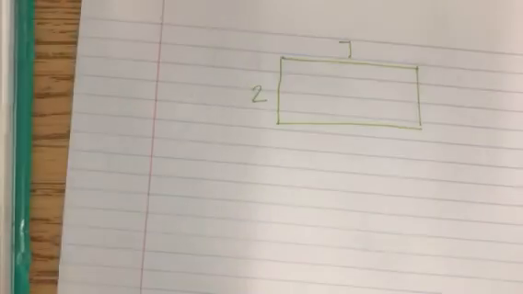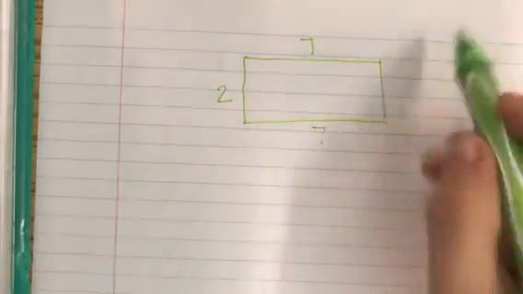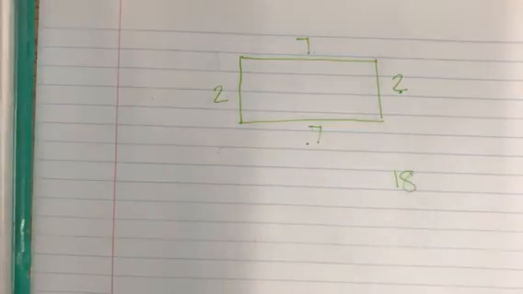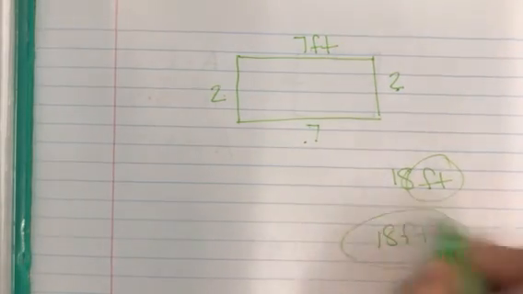Okay, we also need to know how to find the perimeter of a figure, right? If we want to find the perimeter of a figure, that means that we're going to add up all the sides. Okay, so if I know that this is 7 and this is 2, to find the perimeter of this rectangle, I would have to add 7 plus 2 plus 7 plus 2. So 14, 16, 18. Okay, if this was talking about feet, perimeter always has a single label, and so our answer would be 18 feet.